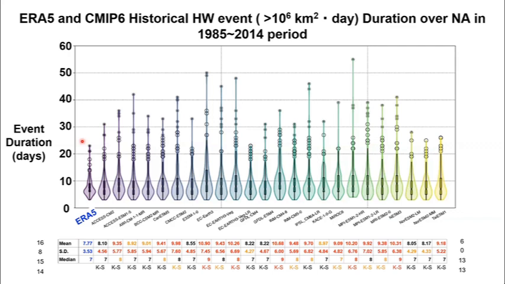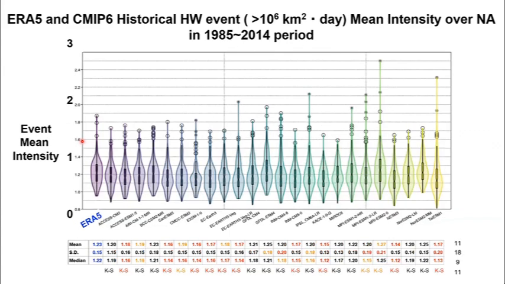Duration tends to be much longer than the ERA5 result if you look at these models, although they are not way off, especially if you look at the median value, which is less sensitive to outliers. And how about mean intensity? It's not that far from the observation, although if you do a statistical test, it's probably only half of them can pass, because of the large spread, usually.